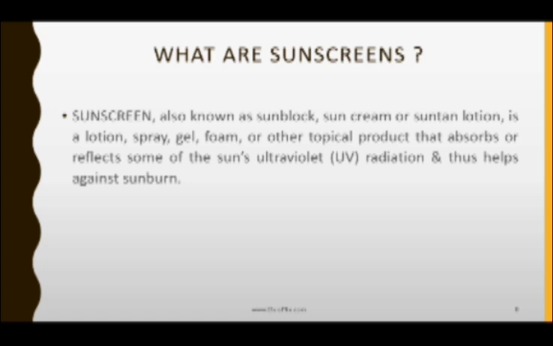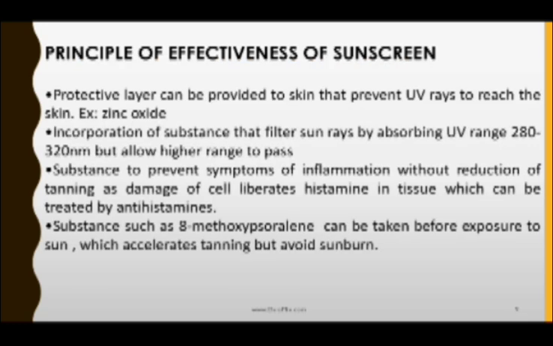It is used to prevent sunburn by reflecting the sun's ultraviolet radiation. Principle: a protective layer can be provided to the skin that prevents UV rays from reaching the skin. Example, zinc oxide, or the incorporation of substances that filter sun rays by absorbing the UV range of 280 to 320 nanometer but allow the higher range to pass.